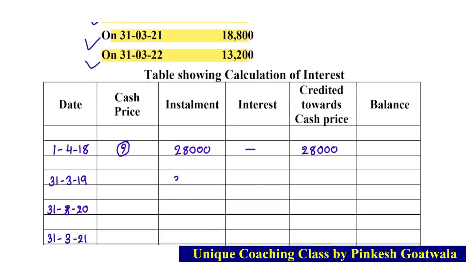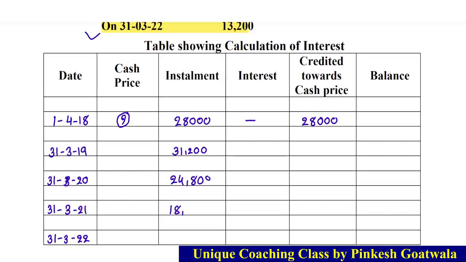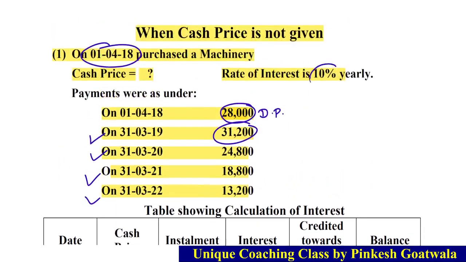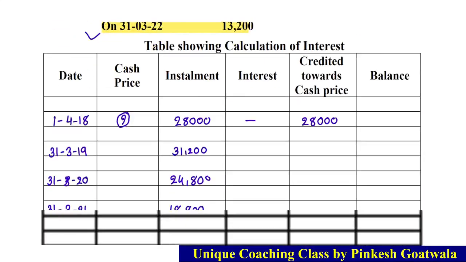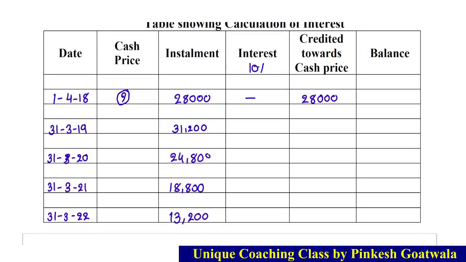31,200, then 24,800, 18,800 and 30,200. Okay, so these are the installments. And besides this, what else is given? We have a rate of interest of 10% yearly. So only this information is given and we have written all the information. The information given, we have shown.